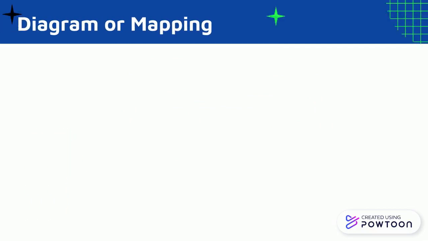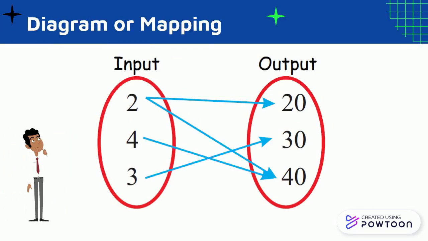Now what about this example? As we can see, the x input of 2 has two outputs, which are 20 and 40. Because of this, the diagram above is not a function.